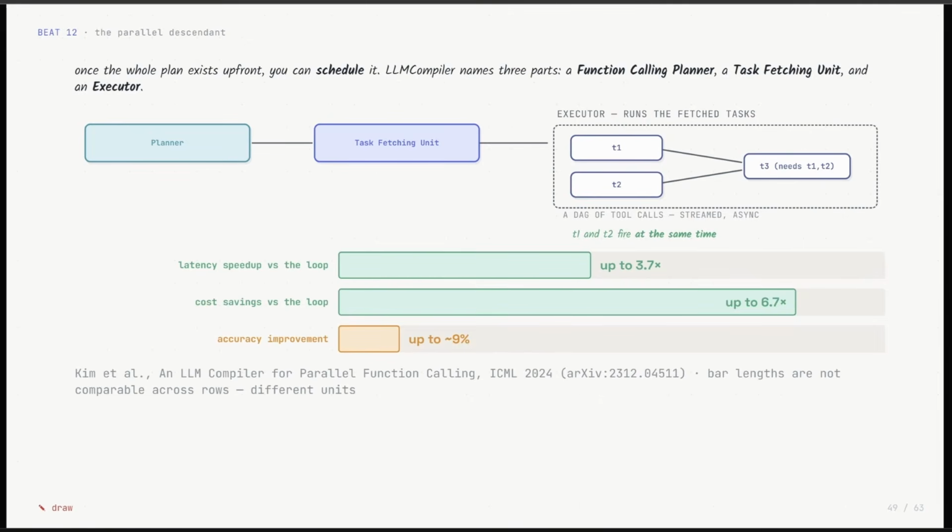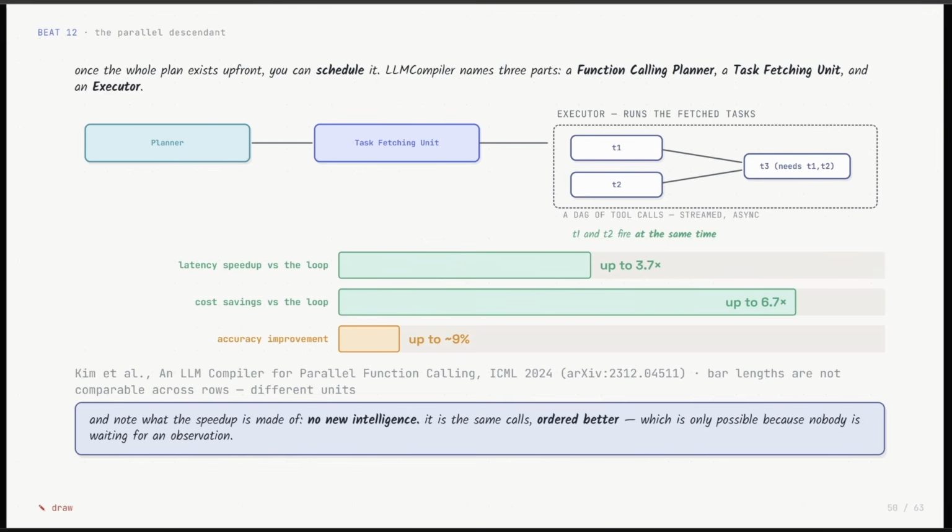And the payoff, verbatim, is three points. First of all, latency speedup, compared to the ReAct loop. So you're having a 3.7 times latency speedup. You have up to 6.7 times more cost savings, and an accuracy improvement of 9%. So you're almost winning on every side. Of course, the bars here are in three different units, so don't focus on the lengths here. We're just trying to give you a visualization. This is the paper. It's from ICML 2024.